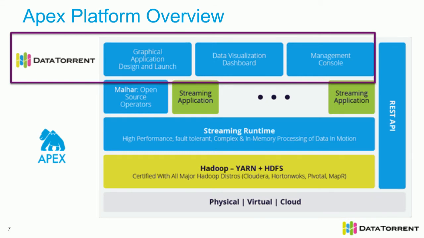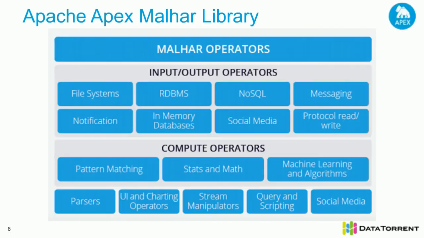And the Apex engine exposes the REST API that can be used to build tools around it. The DataTorrent tools that are running on top, actually, they use the REST API to perform all of their functions. The Malhar operator library contains all of the connectors that I mentioned earlier, and then also compute operators to do things like parsing, filtering, aggregation, and so on.